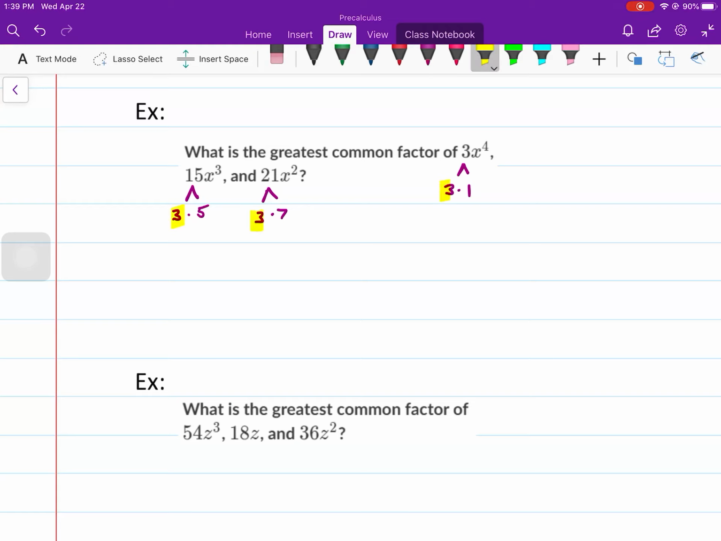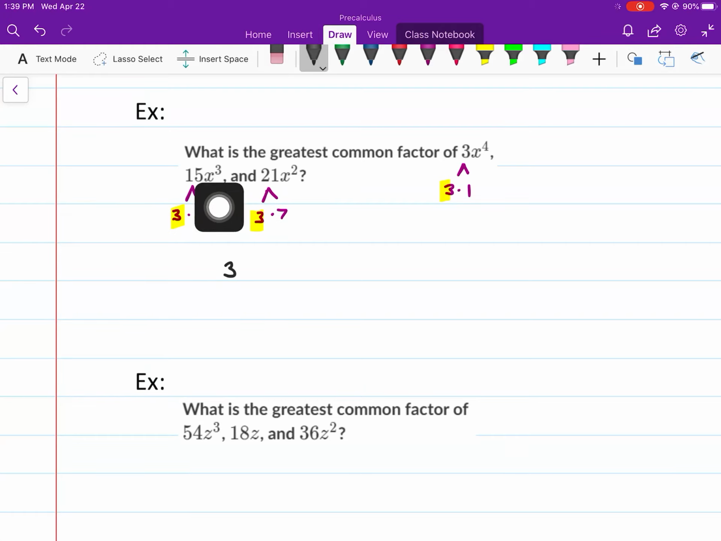What's the greatest thing we can take from all three of these? At most we can take one 3. We can't take a 5 from all three of them. We can't take a 7. The most we can take is a 3. So the greatest common factor is 3. And then what about the x's? What's the most x's we can take?